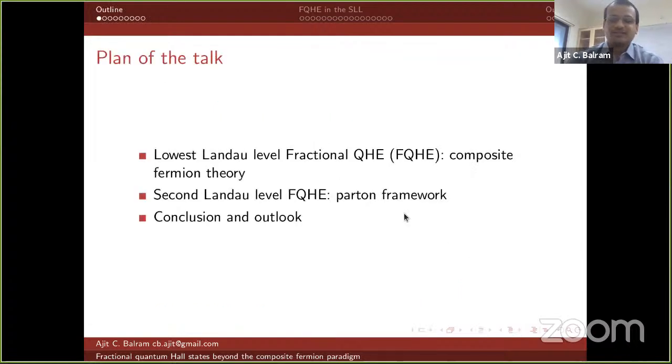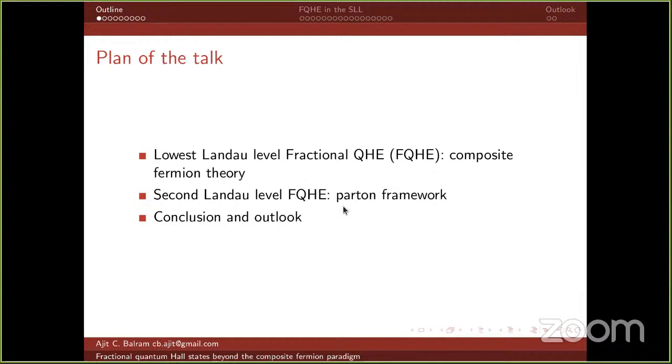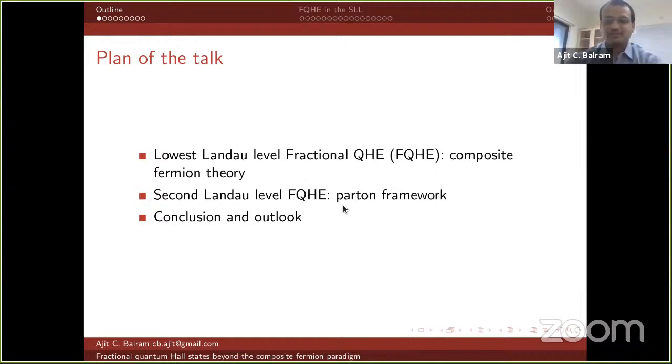Okay, so here's the plan of the talk. Before we go beyond the composite fermion paradigm, I would like to say a few things about the composite fermion paradigm, since many of us may not be experts in this. Then I'll go to the main part of the talk, which is about the second Landau level FQH states, which I will show can be captured by a different kind of framework, the so-called parton framework. And I'll end with some conclusions and outlook.